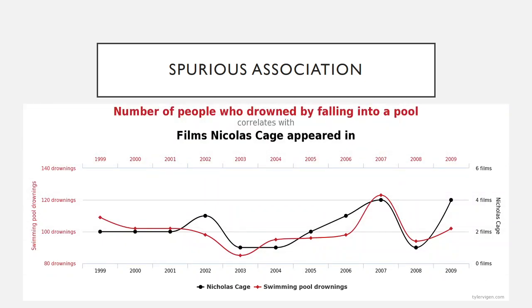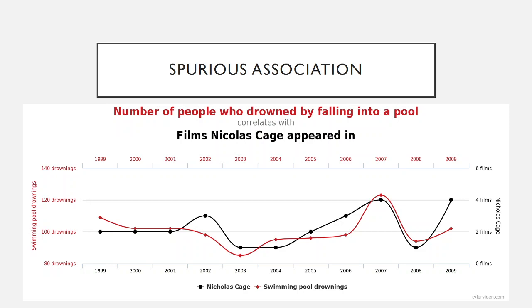So whenever I describe spurious associations, I like to link to this cool website here. You see that bottom right, tylervigan.com. He's got a whole series of these graphics depicting spurious associations. Basically a series of analyses where he finds significant correlations between two completely unrelated variables.